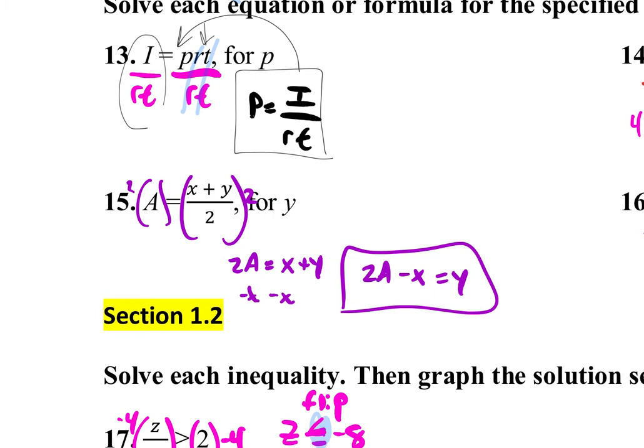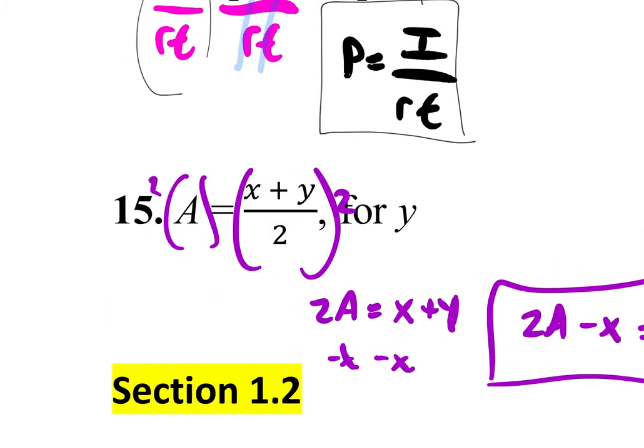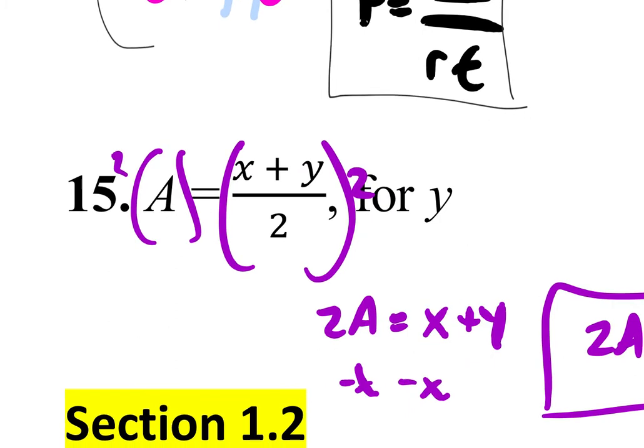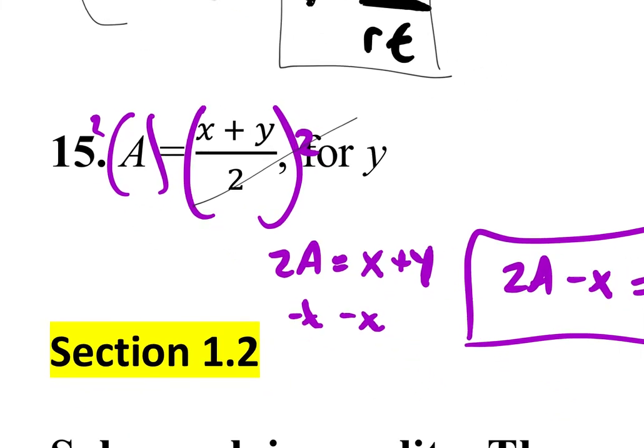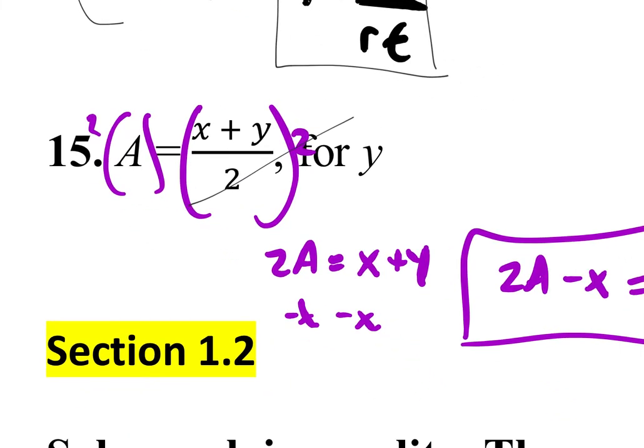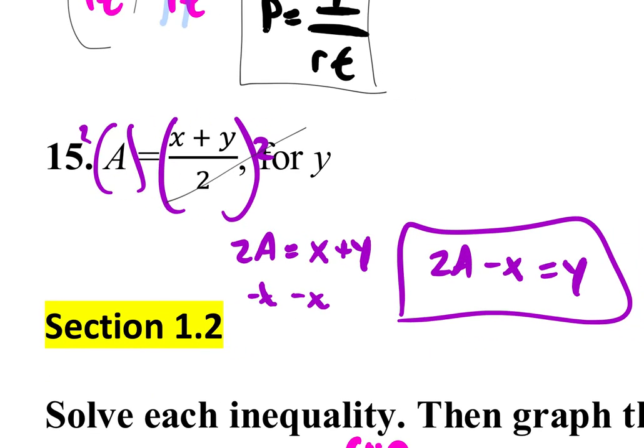Here for 15, we're asked to solve for y. Y is being added with an x, but all of it's being divided by 2. So I fixed that first by multiplying both sides by 2. Then we have 2a is equal to x plus y. I subtract x from both sides, and there's the answer. So once again, this is the exact same equation as that, but rearranged to be solved for y.